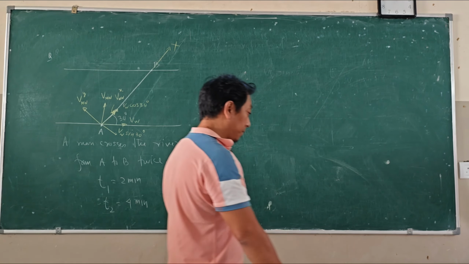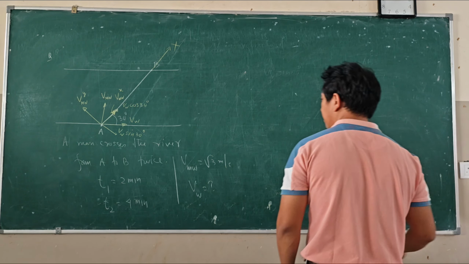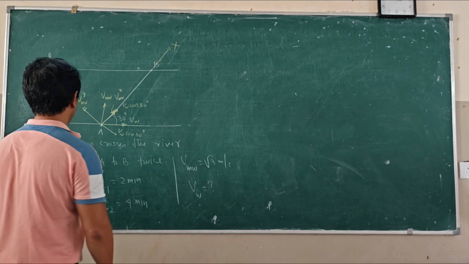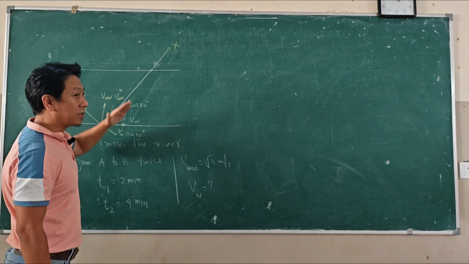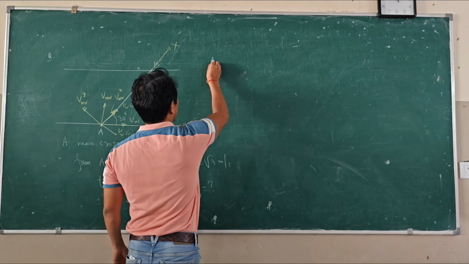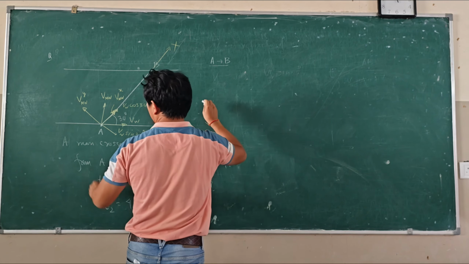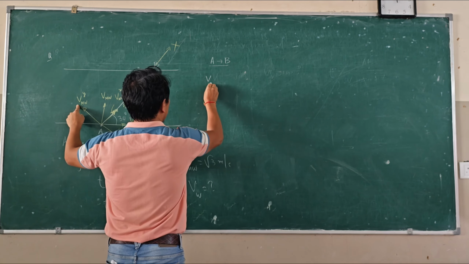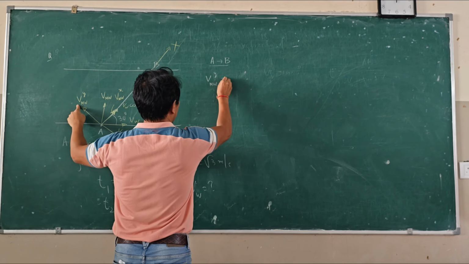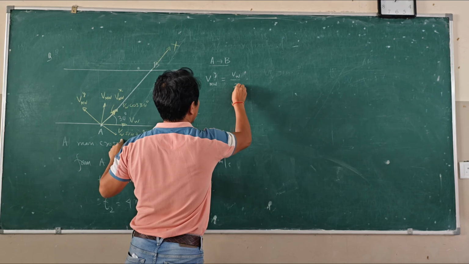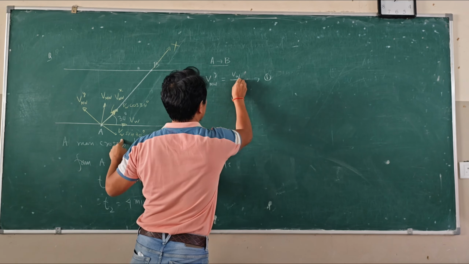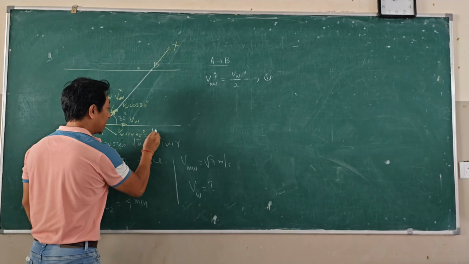So now, to reach this way, what is important? To go from A to B directly, what I told. The y component of man's velocity in water should cancel. VW sin 30 means half. Yes or no? This can be written VW by 2.